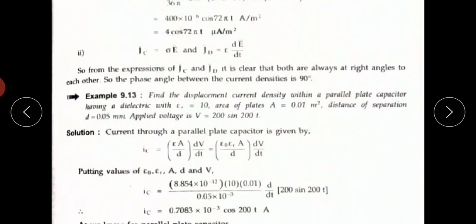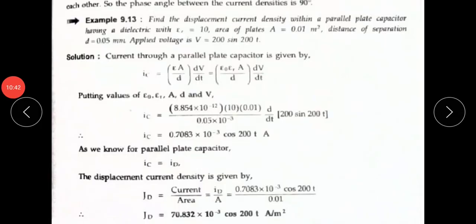So here, generally the angle difference between conduction current density and displacement current density equals 90 degrees. So displacement current density means the capacitor current density, conduction current density means the resistor current density. So always the currents in resistors and capacitors, the angle difference equals 90 degrees. So current density also has the angle difference equals 90 degrees.